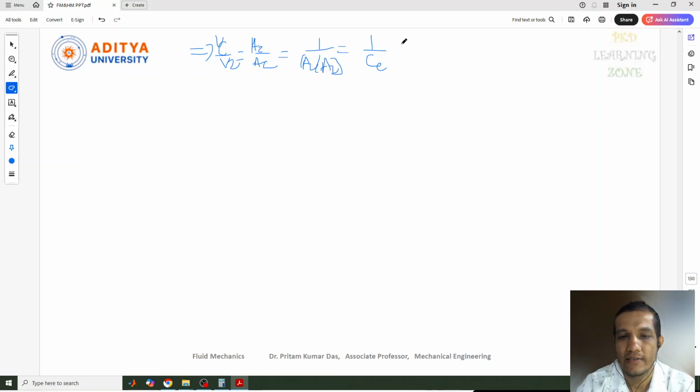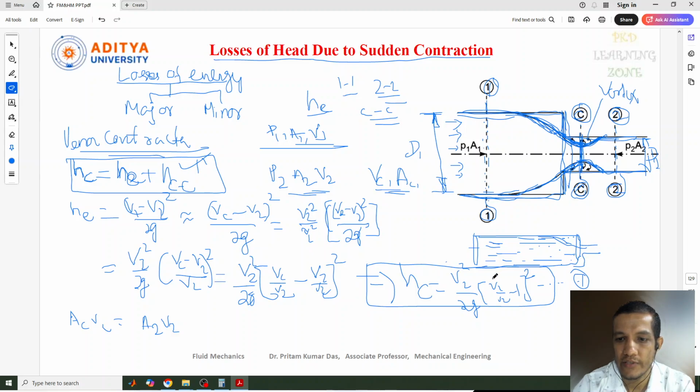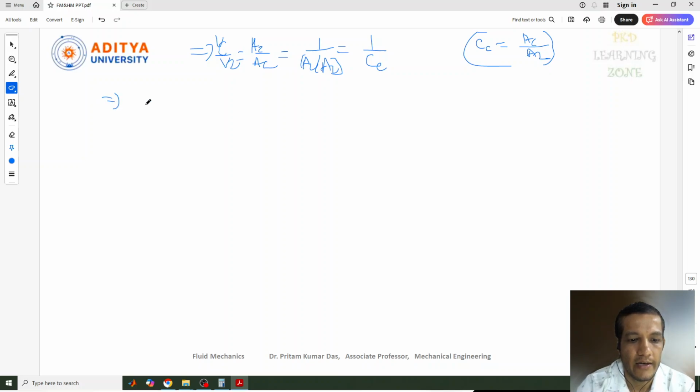So what is this CC? CC is nothing but the coefficient of contraction, the contraction that happens in the vena contracta actually. So CC is nothing but AC by A2, that means the area of the vena contracta to the area of the pipe. So this is the equation. Now put this equation here: VC by V2 is this one. You put this equation here, so we can write what?